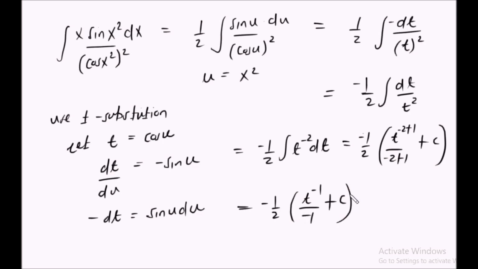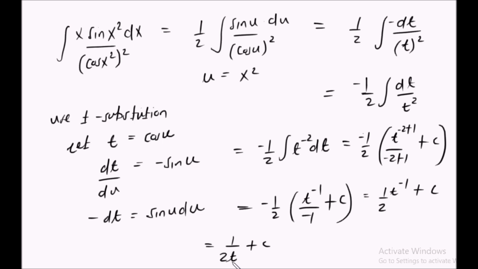So nikiingiza 1 over 2 ndani napata nini? Negative na negative inakuwa ni positive. So napata 1 over 2 t power -1 plus c. So negative half times c ni -1 over 2c, lakini c tukijumlisha, it's no problem. So hii t power -1 ni sasa tuna 1 over t. So it's 1 over 2t plus c.